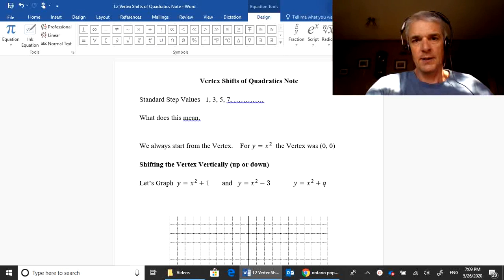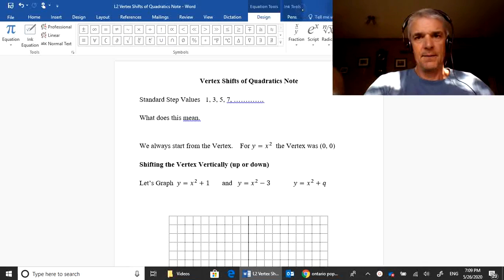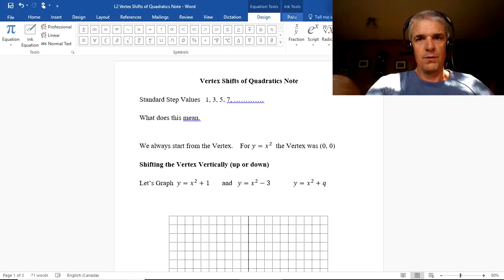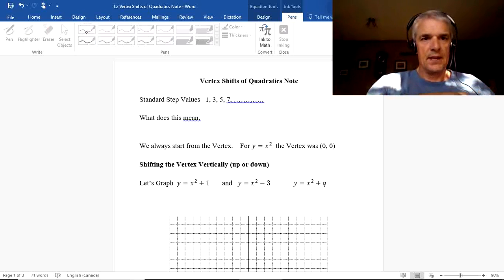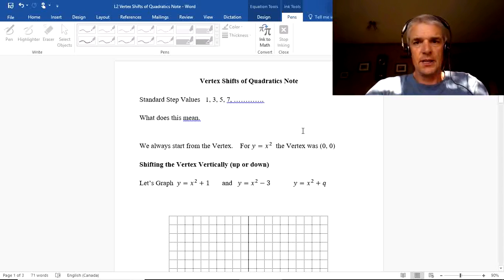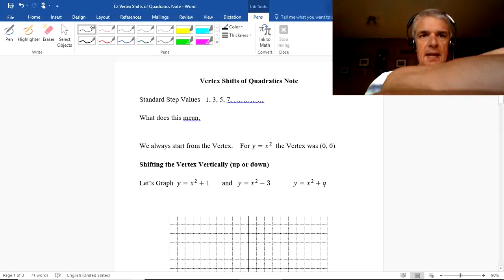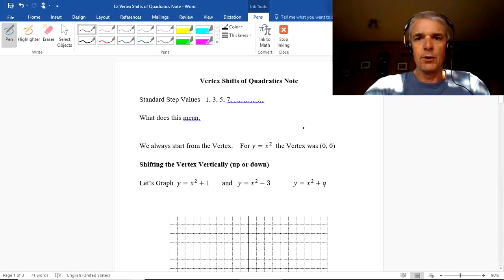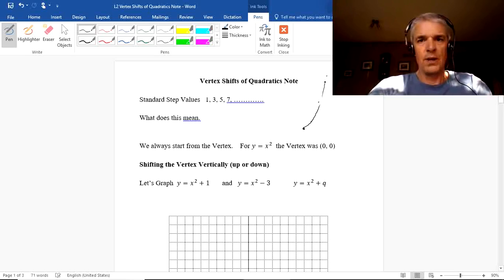So we talked the other day about what this means, and I'm just going to do a quick review of this. Essentially, if we have a vertex, then we know that this is the vertex. The step values tell us we go over one, up one, and then over one, up three, and then over one, up five, and so forth. And this creates this sort of curve that we get right here.